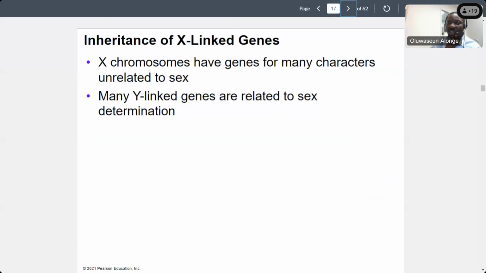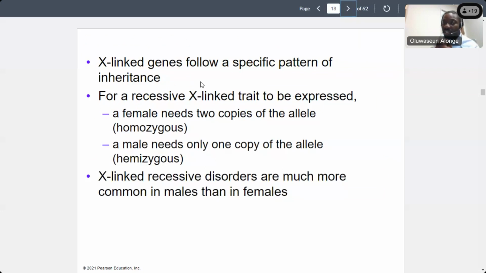So, inheritance of X-linked disorders, X-linked genes. X chromosomes have genes for many characters unrelated to sex, of course, because they are just X-linked. Many Y-linked genes are related to sex determination, because the Y determines the male gender, and its absence determines the female gender. So X-linked genes follow a specific pattern of inheritance. For a recessive X-linked trait to be expressed, please listen.